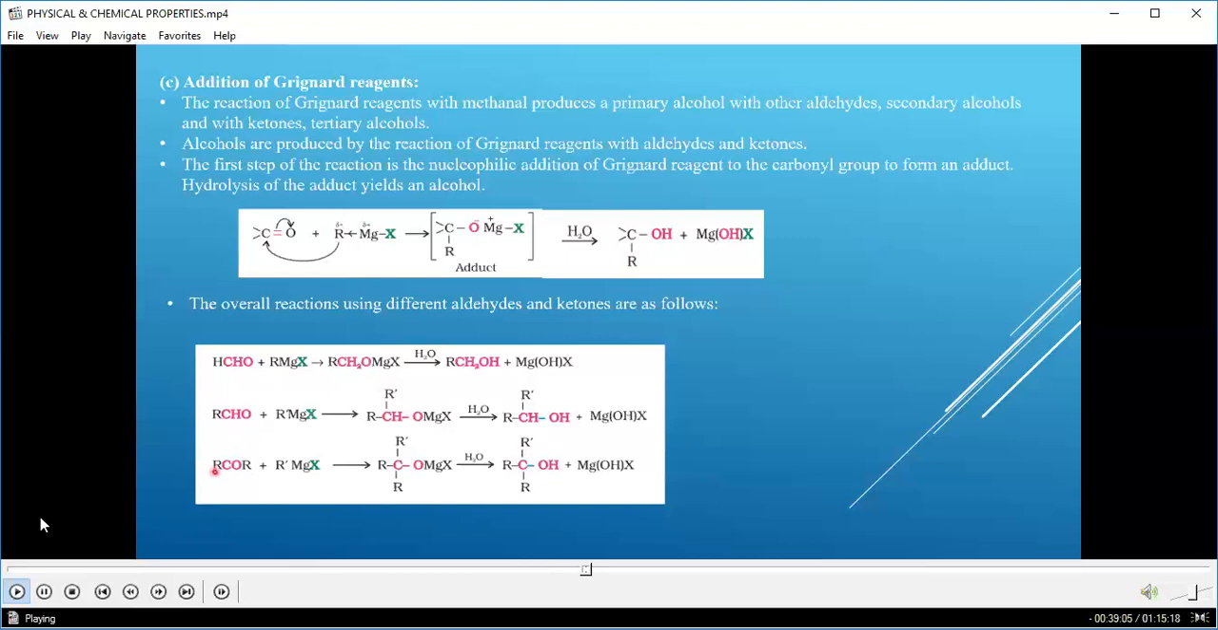Okay, if you are using here acetone, that is CH3COCH3. Here let us suppose we are using CH3MgX, then what will be our product? So we will obtain our product here CH3CH3OH. Can you please name the product? How we are going to name?